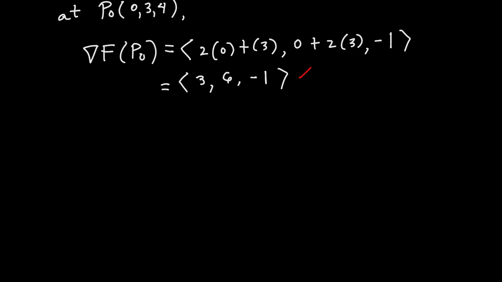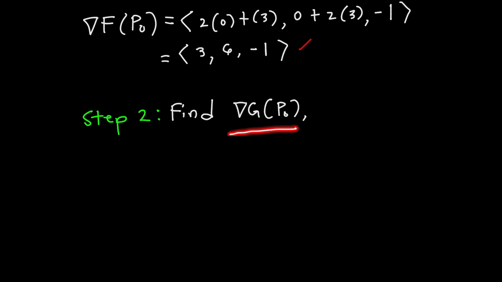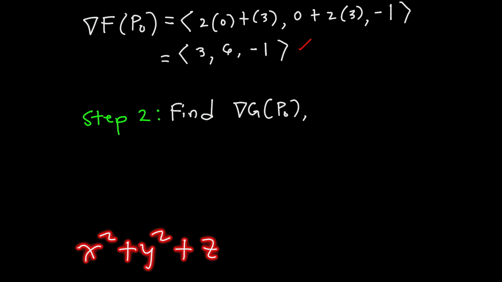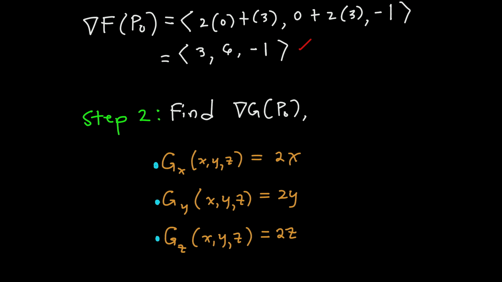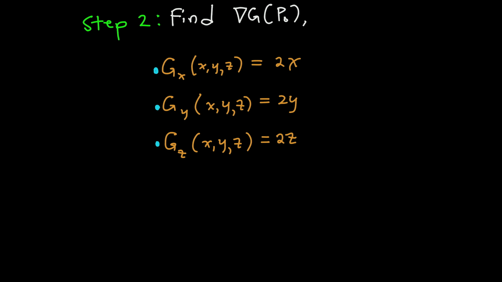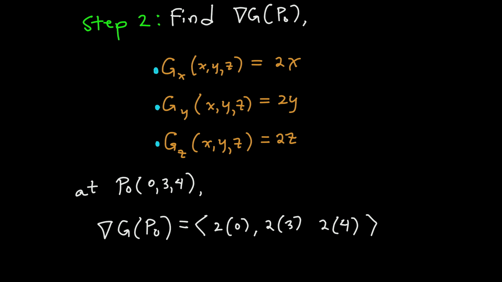And for our step 2, we find the gradient of g evaluated at point p sub 0. So notice that the equation of g is equal to x squared plus y squared plus z squared minus 25. Now, if you derive this one with respect to x, then you will have this one. And if you derive this one with respect to y, you will have 2y. And finally, for z, you have 2z. And if you evaluate the gradient at p sub 0, you will have this one, which is equal to the vector (0, 6, 8).